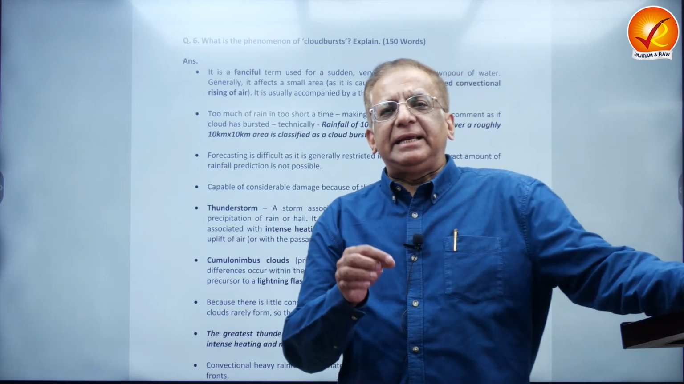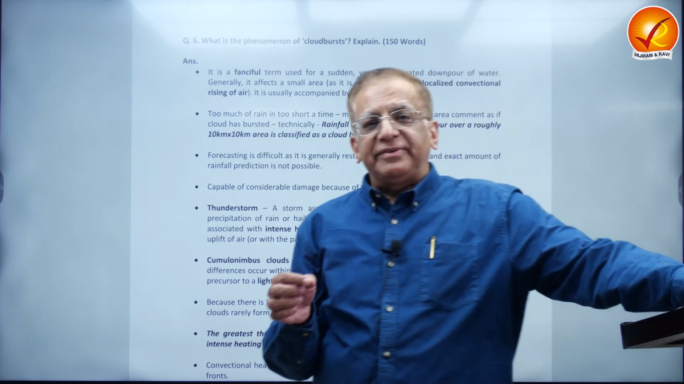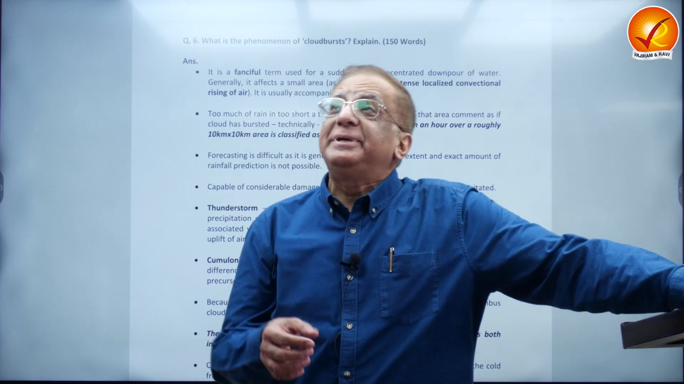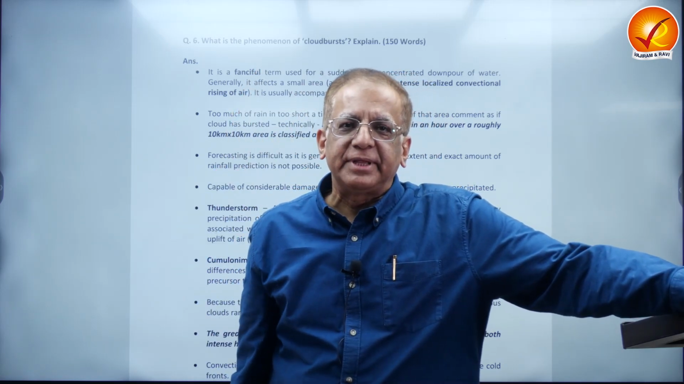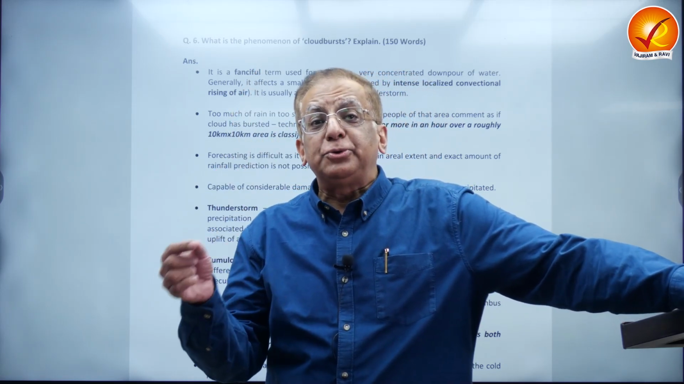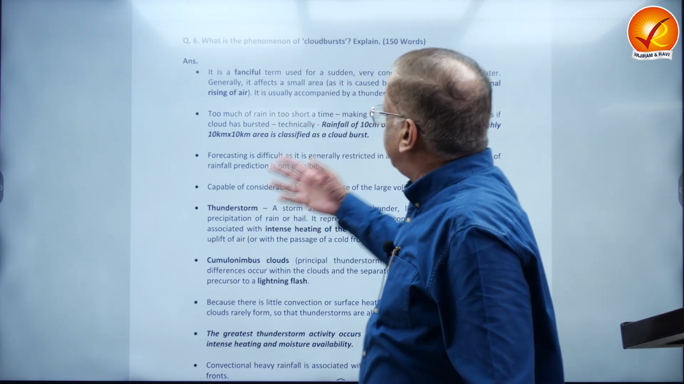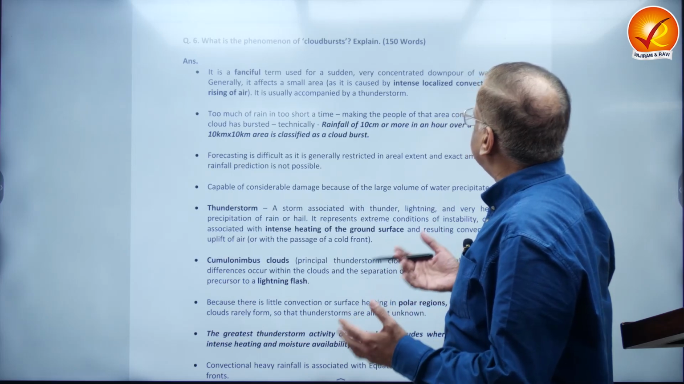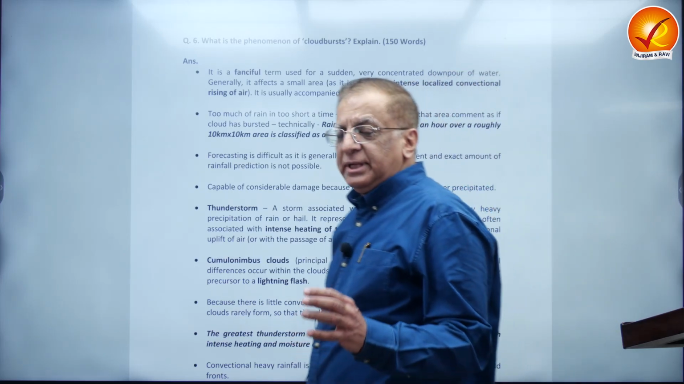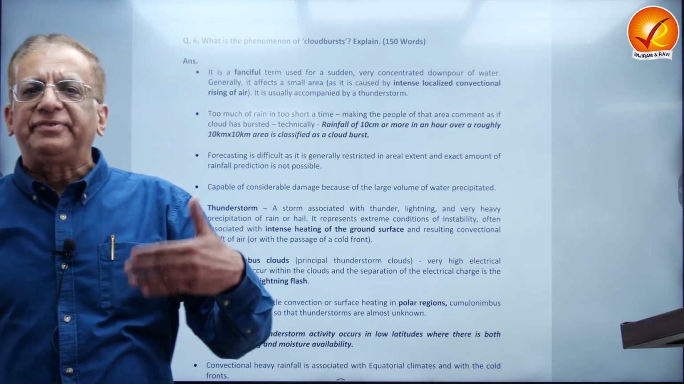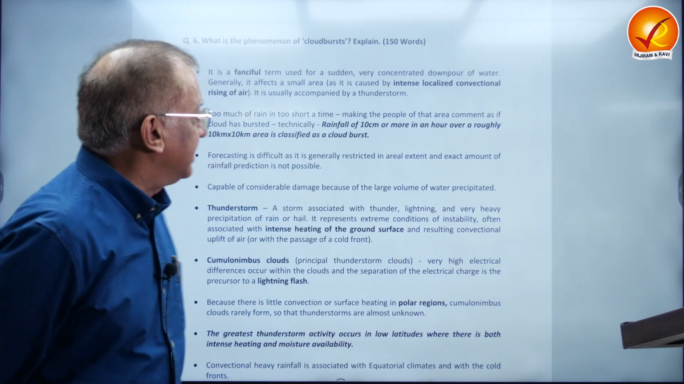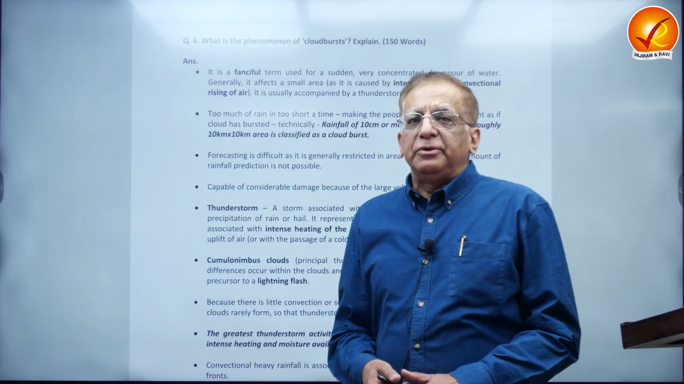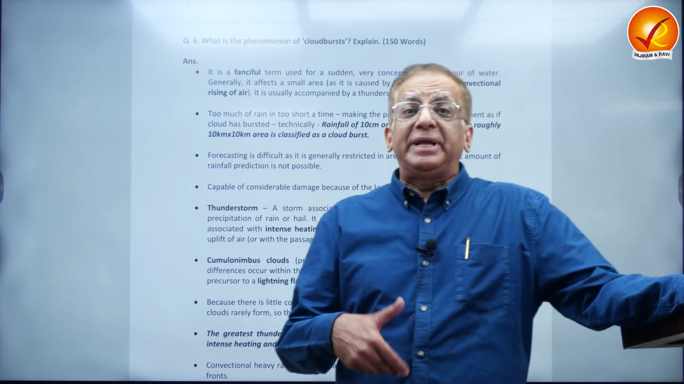Basically cloudburst is too much rain in too short a time, making the people of an area comment that it appears as if the cloud has burst today. So it is too much rain in too short a time. And that's what you see in the first sentence there, that it's a very sudden concentrated downpour of water. And then go for a little technicality on this point, that it generally affects a small area. Because for too much rain, you need a big cloud.